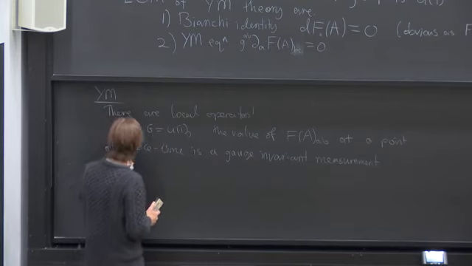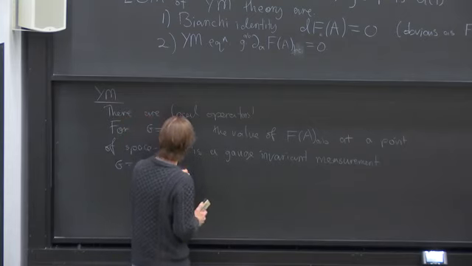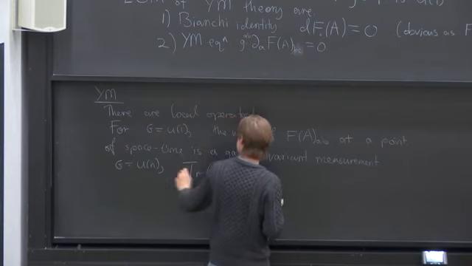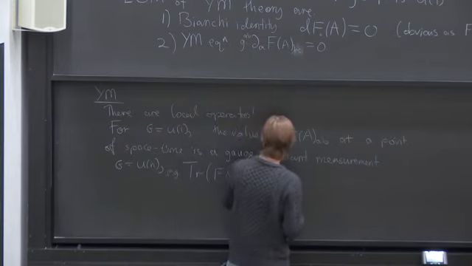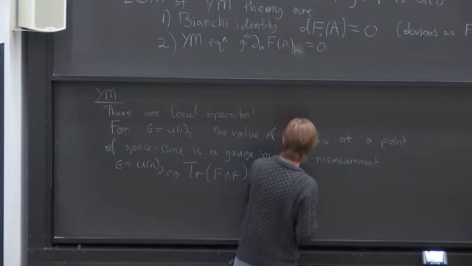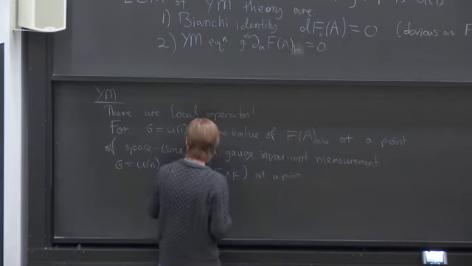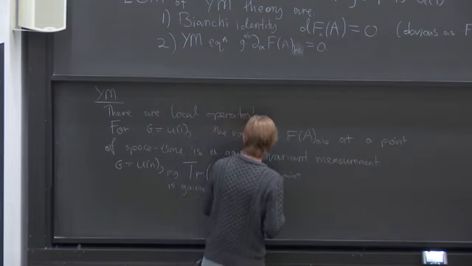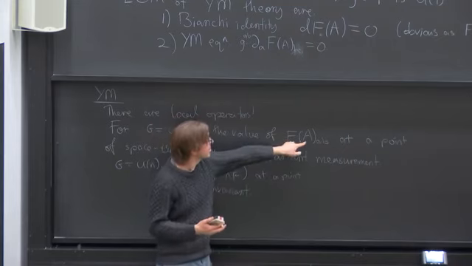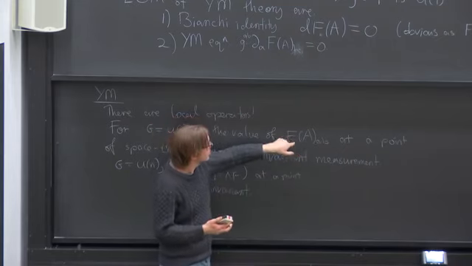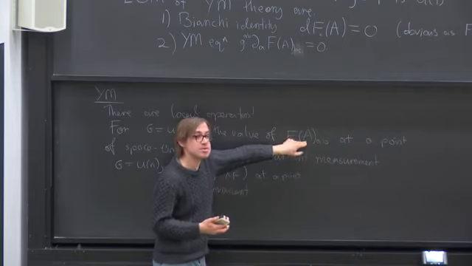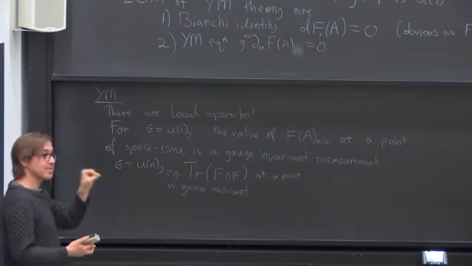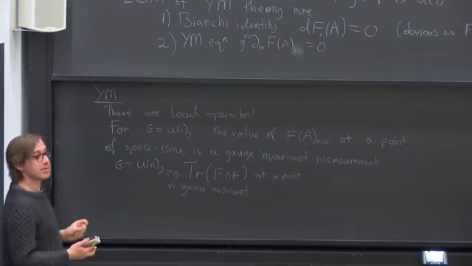For an arbitrary group, say UN, then the value of, say, a trace of F wedge F, e.g., at a point is gauge invariant. For the group UN, the quantity F itself is not gauge invariant. It lives in the adjoint representation. But if I take the trace of products of these quantities, I get a gauge invariant local observable. So there's lots of local point-like measurements. Okay, questions?